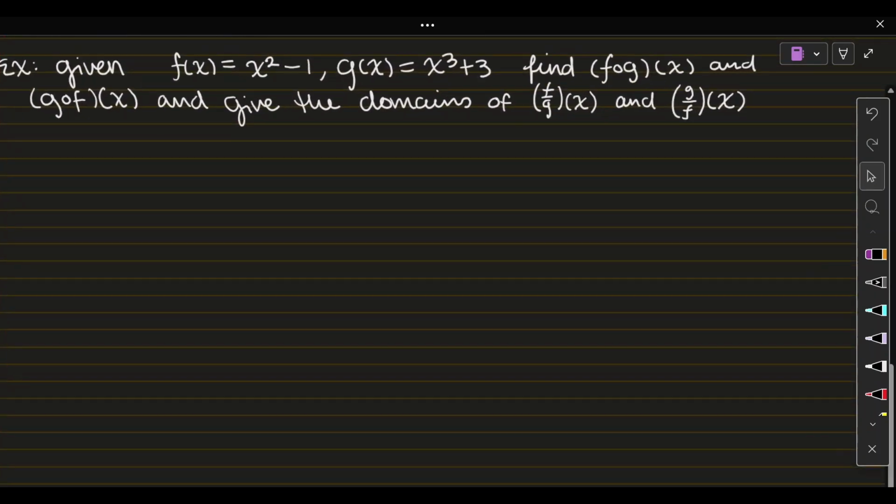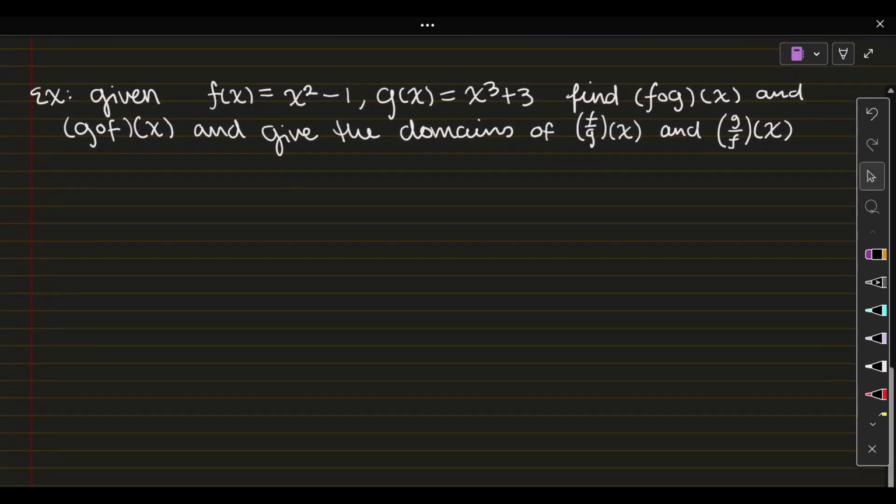Next, given f of x equals x squared minus 1 and g of x equals x cubed plus 3, we want to find f compose g, and we want to find g compose f, and we want to give the domains of the quotients, f over g and g over f. Okay, so let's take a look at this.